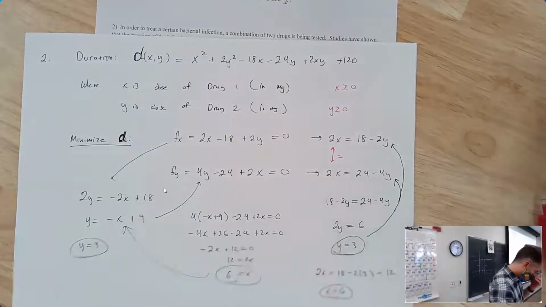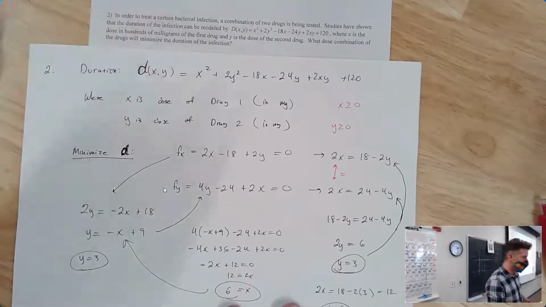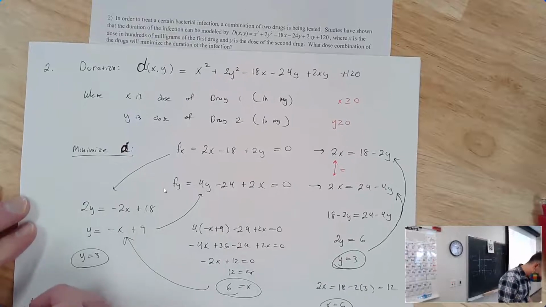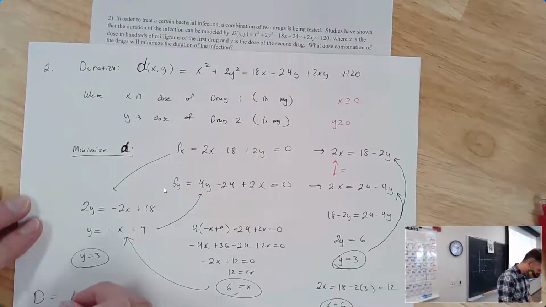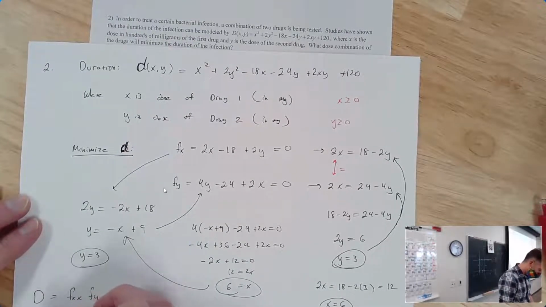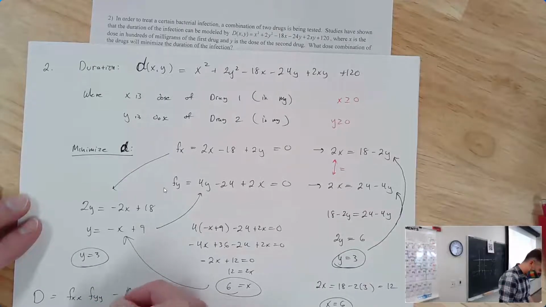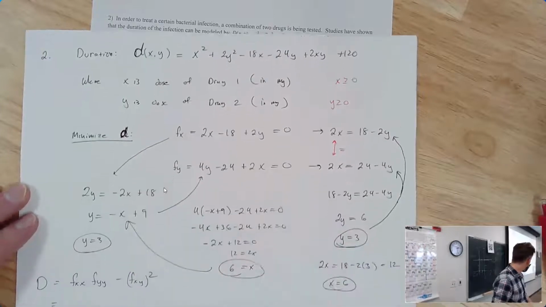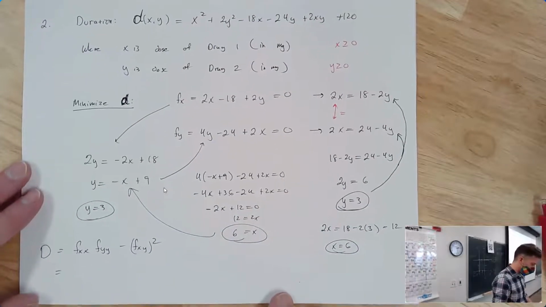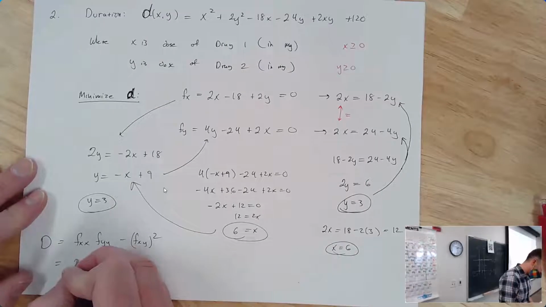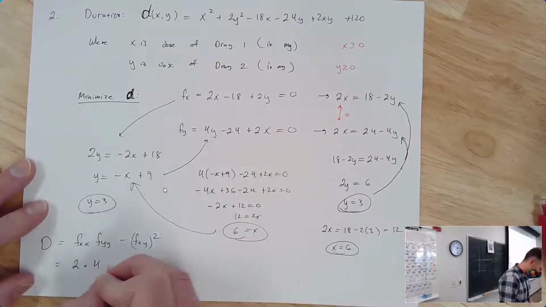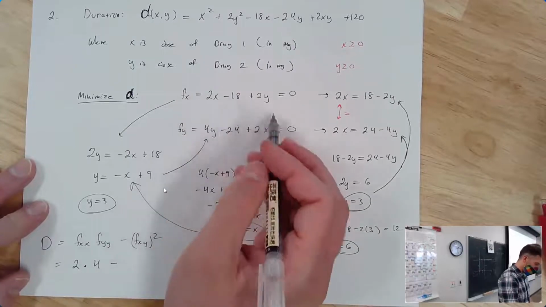Now, hopefully no one asks you a question to find a minimum and then there isn't one. If they say find the minimum, there should be a minimum. But let's check. I need to find capital D, which is fxx times fyy minus fxy quantity squared. So let's see. There's fx equal to 2x minus 18 plus 2y. So fxx is going to be 2. Fyy is going to be 4. And fxy is going to be 2.